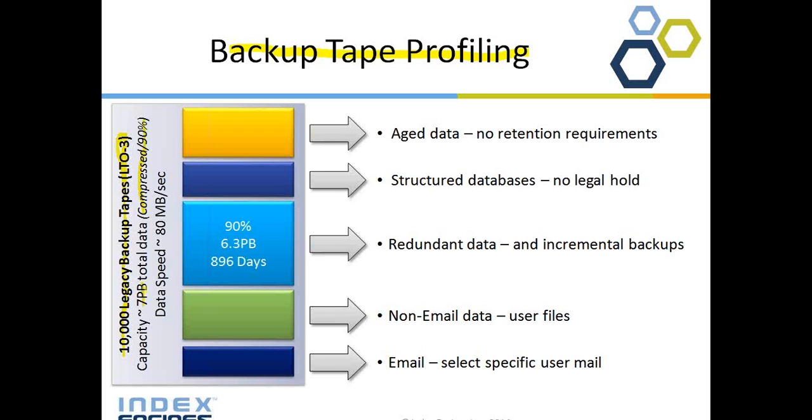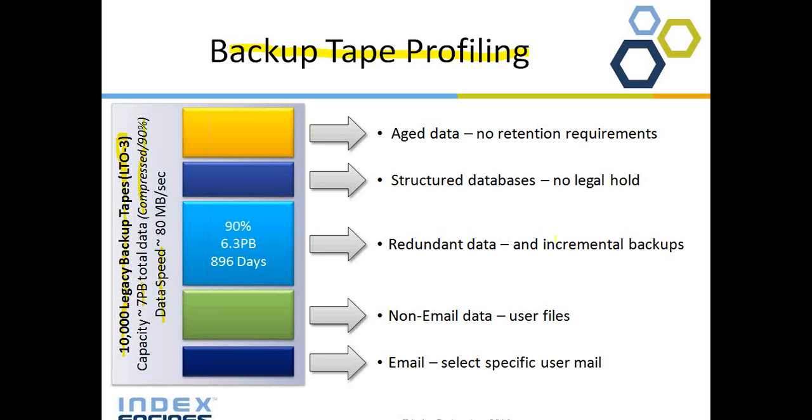So 7 petabytes of data on backup tapes, and backup tapes are not known to be the fastest in terms of transferring data. They're in fact fairly slow. In this case, LTO3s are running about 80 megabytes per second. Moving data off of those tapes could be incredibly, incredibly time consuming.